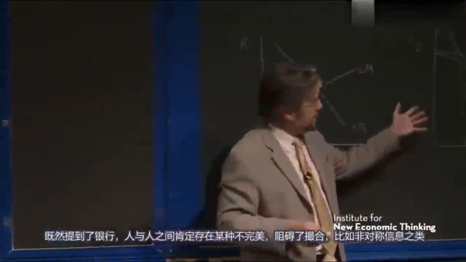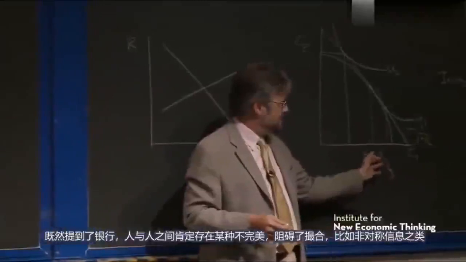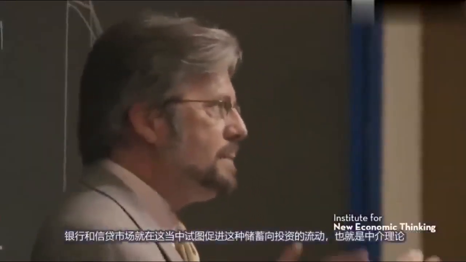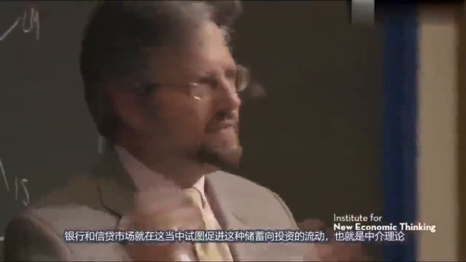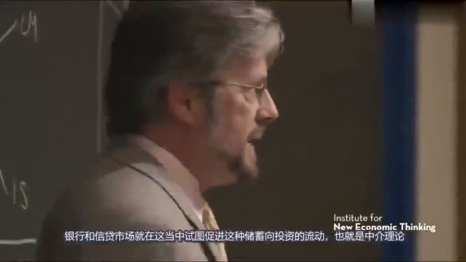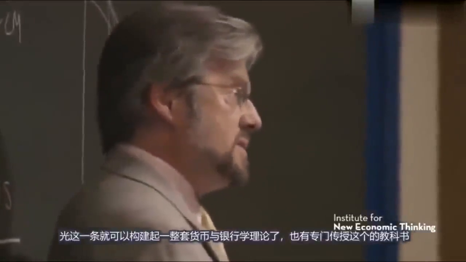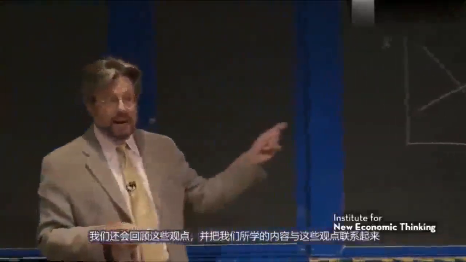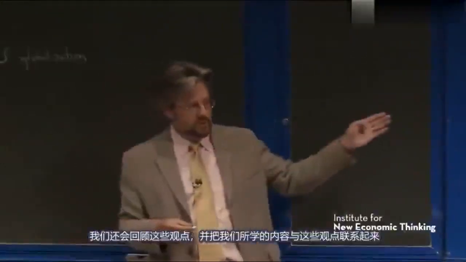Thinking of banks, maybe there's some imperfection that keeps these people from meeting each other, asymmetric information or something like that, and banks or credit markets are in between, trying to facilitate this flow of savings to investment and so forth, and theory of intermediation. You could build a whole theory of money and banking around this, and there are textbooks that do that. That's not what I'm doing in this class. We will come back to both of these points of view and connect up what we've learned to both of them.